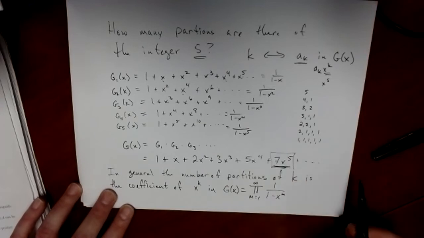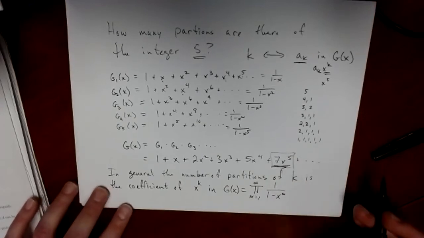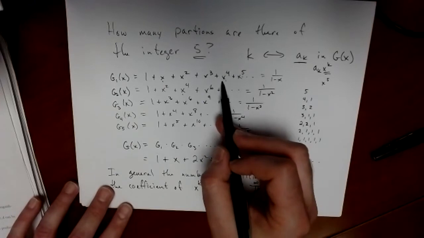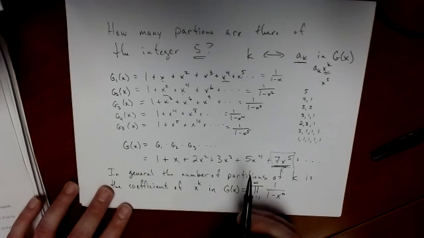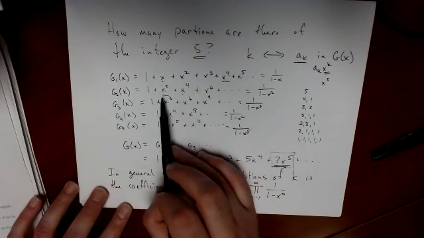But it would if we were asking the question how many partitions of the integer 6 there were, because then we could get it like this. That one would be one of those. So that's where this is coming from.